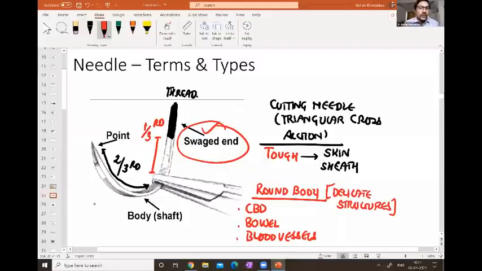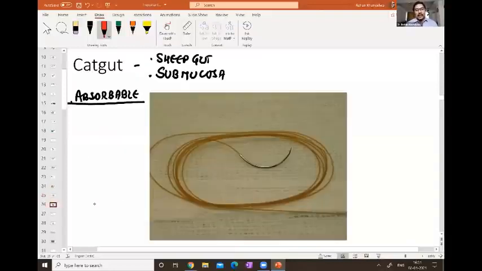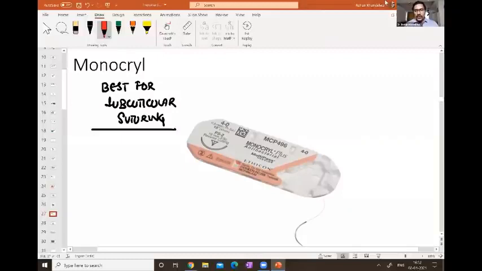Although the colors of sutures have not been asked, I'm just showing them to you and also highlighting some key points regarding those sutures in the image. So catgut is almost brownish in color and it is made from sheep gut, especially the submucosa of sheep gut. These two questions have been asked in the exam. Catgut is not made from the gut of a cat. It is made from the gut of sheep, that too the submucosa. Monocryl, I've already told you, is the best suture for subcuticular suturing.